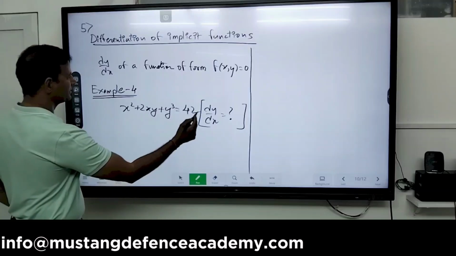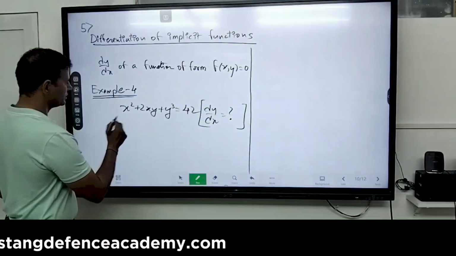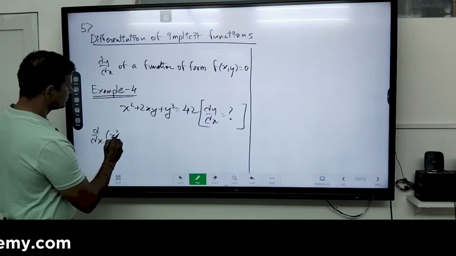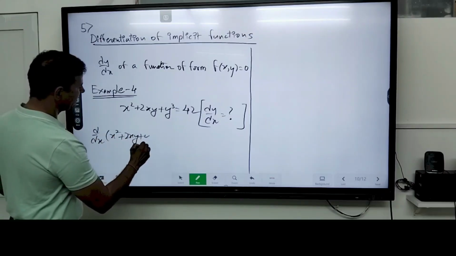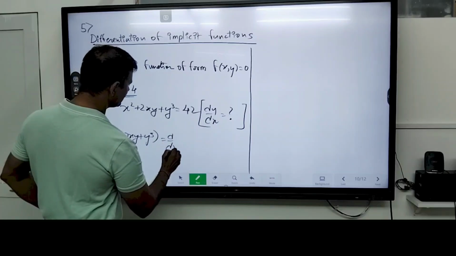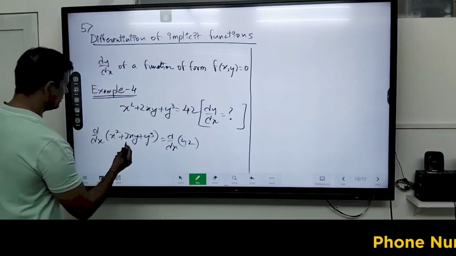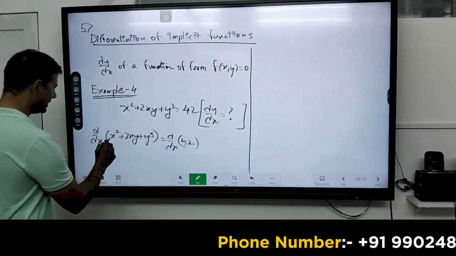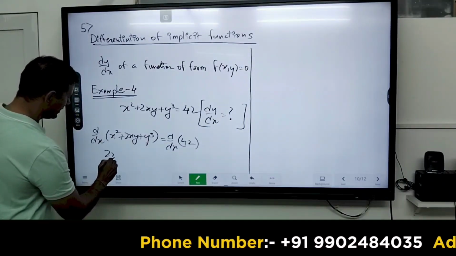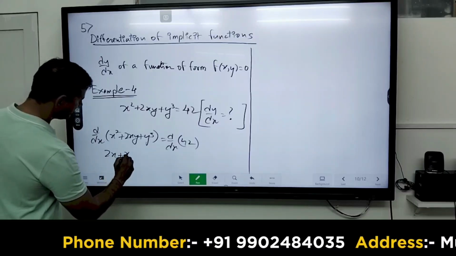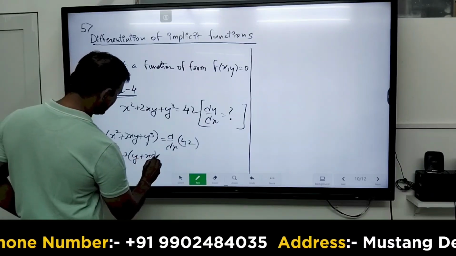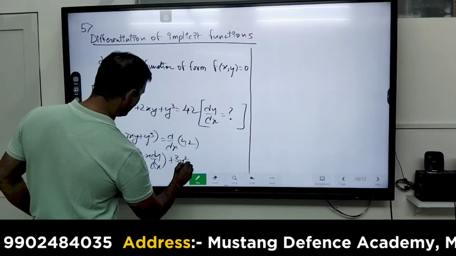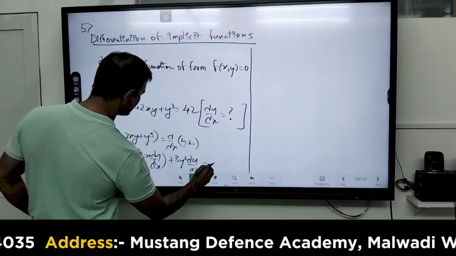So this is your function. This is in the form of f of x, y equal to 0. So d upon dx, let's differentiate both sides. x squared plus 2xy plus y cube is equal to d by dx of 42. So we know the right hand side would be 0 because the differential of a constant is 0. So d by dx of this is 2x plus 2y plus 2x dy by dx plus 3y squared dy by dx is equal to 0.